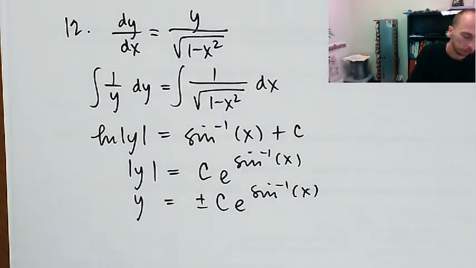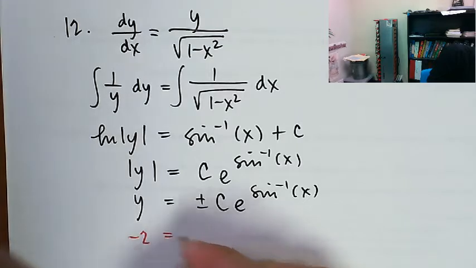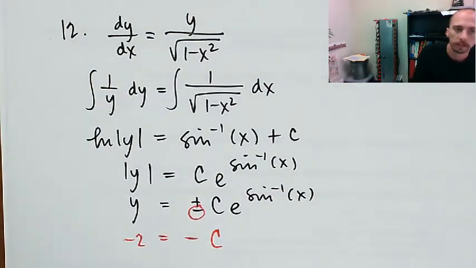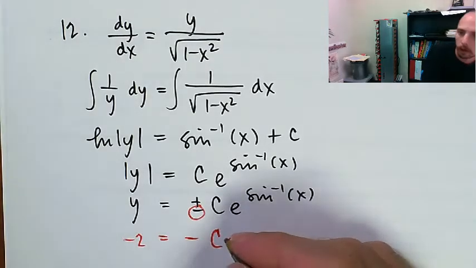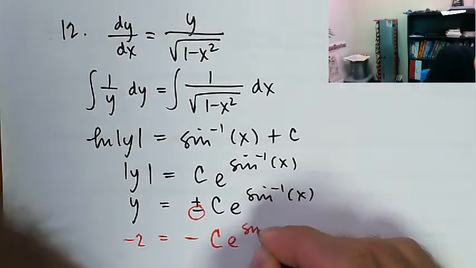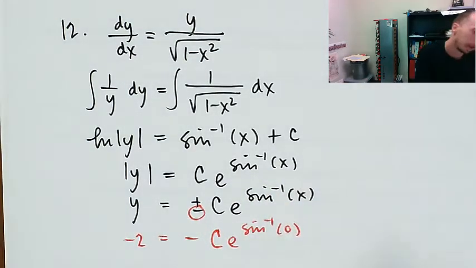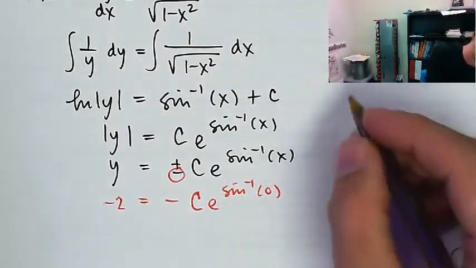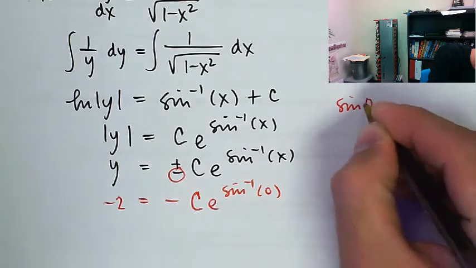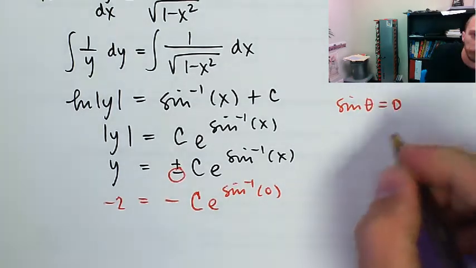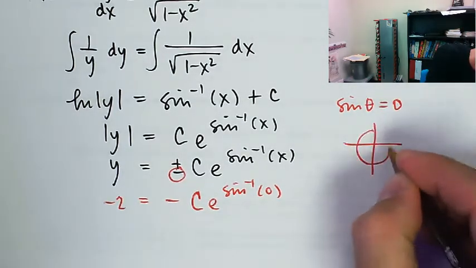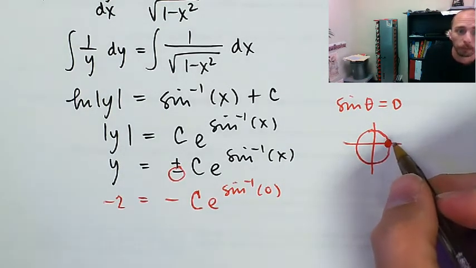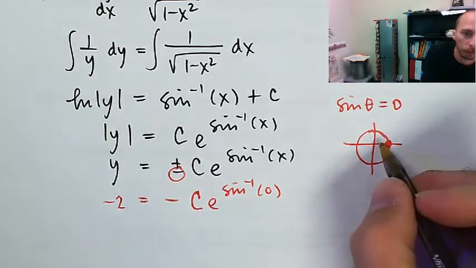When x is 0, y is negative 2. So I've got negative 2 equaling negative c, so I'm deciding I'm going to just use that negative, ce to the arc sine of 0. Well, just like the last one, when I set out to find arc sine of 0, really what I'm looking for is the most obvious place where sine of theta equals 0. Sine is the y-coordinate, and the most obvious place is going to be right here at theta equals 0. So inverse sine of 0 is equal to 0.